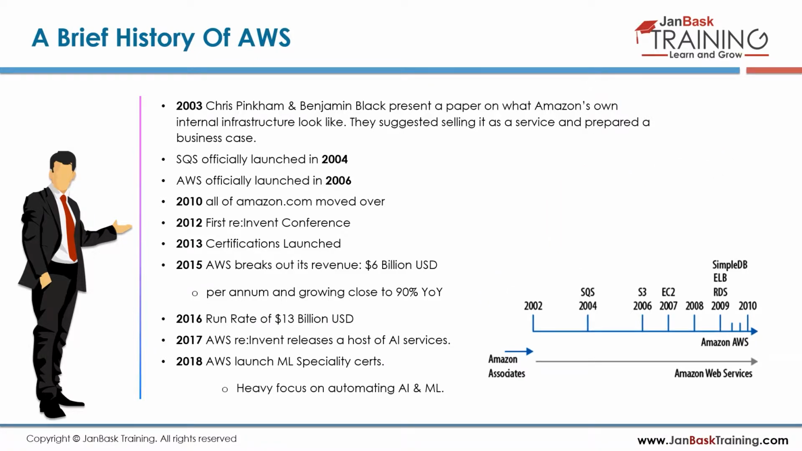Okay. So in 2010, all of Amazon.com moved over to AWS. So the whole of Amazon.com's global traffic is on AWS. So if anybody asks, is AWS okay? Will it perform? Just ask them, have you ever been to Amazon.com? They'll say yes. Have you ever found it slow? No, because it's working. Why?